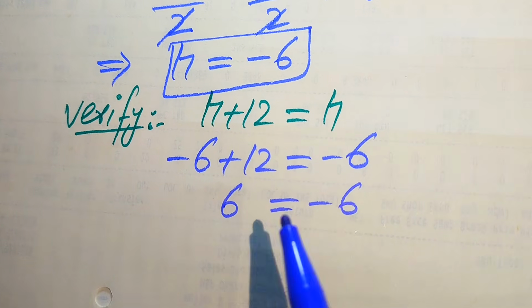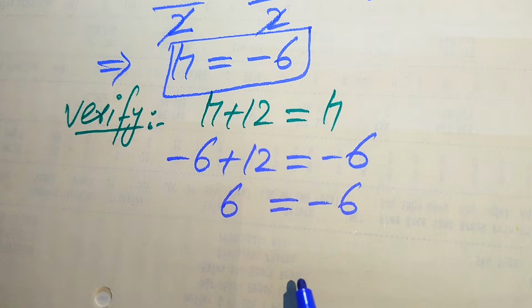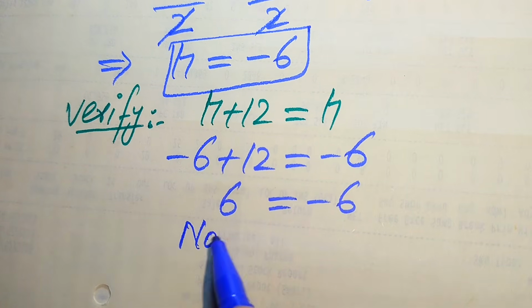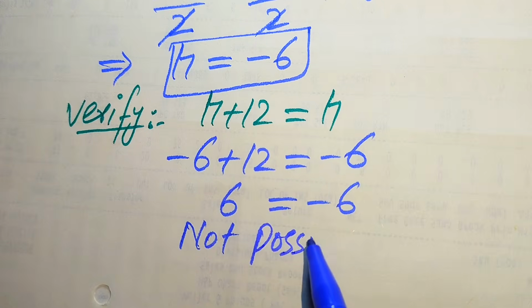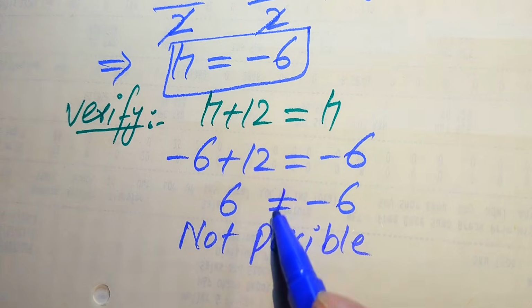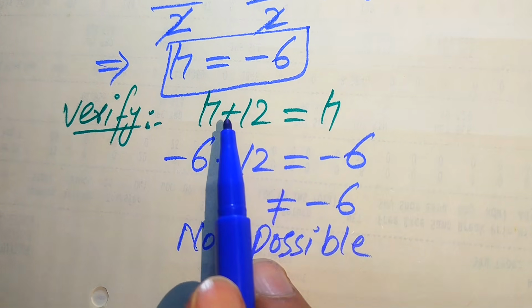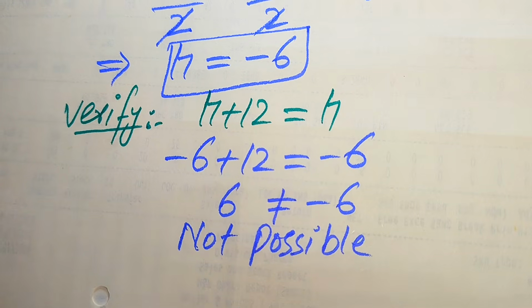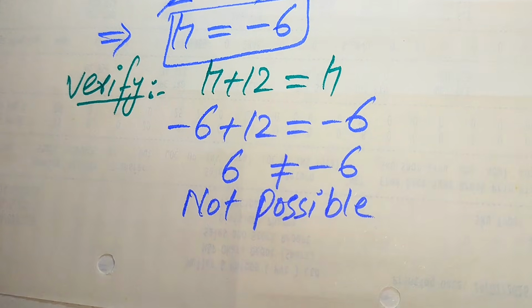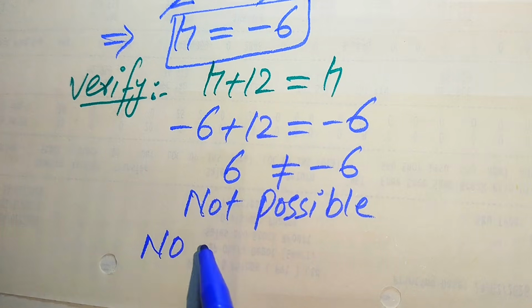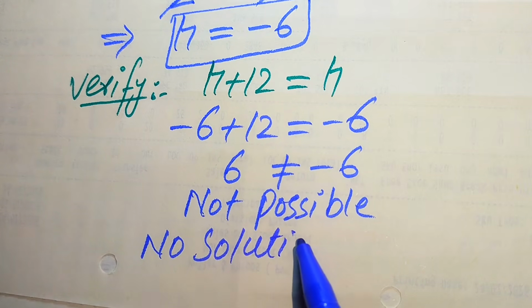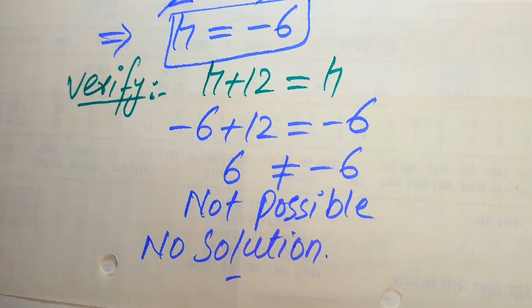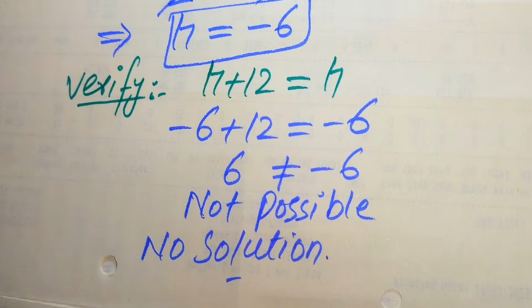Here you see clearly that this is positive 6 and this is negative 6. Both sides are not equal; in other words, it is not possible that positive 6 is equal to negative 6. This means that the value h is equal to minus 6 does not satisfy our given question statement. So we finally conclude that this question has no solution in general, because we cannot get any value of h which satisfies our given question statement. This is the final conclusion about the first method, and now we solve this problem again with the second method.